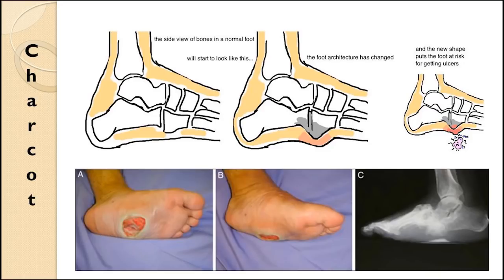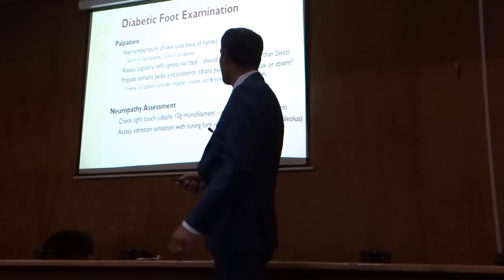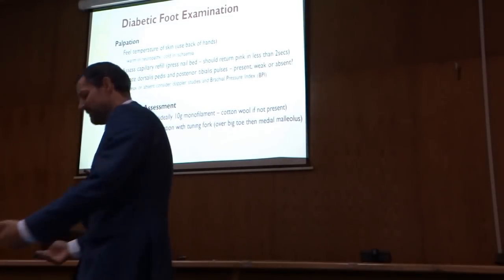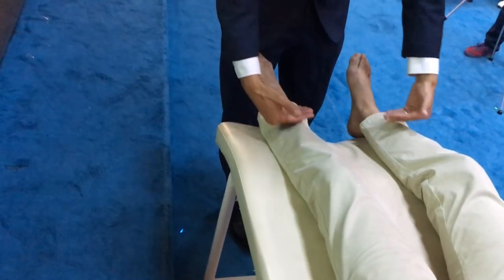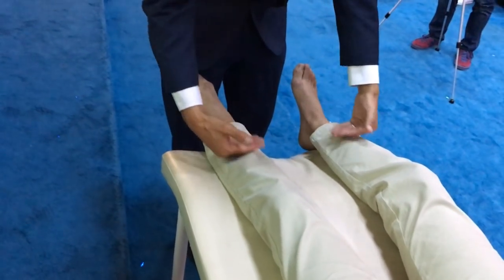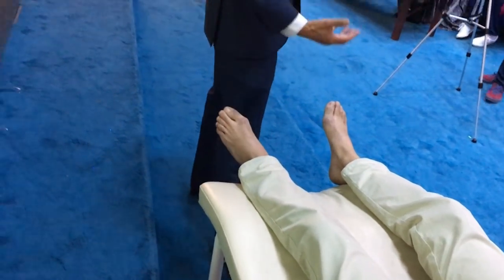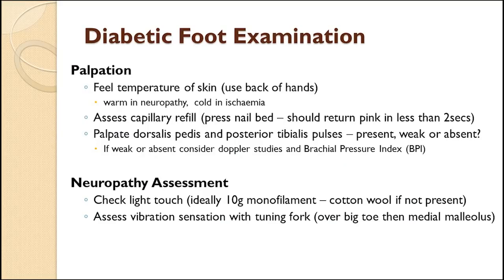Then we move on to palpation. So we're going to use our fingers now. I'm going to first of all check the temperature of the skin. Does it feel cold, normal, or hot? Just go on the peripheries. It can be quite warm in neuropathy. It can be quite cold if you've got vascular insufficiency. So use the back of your hands, the back of your fingers.